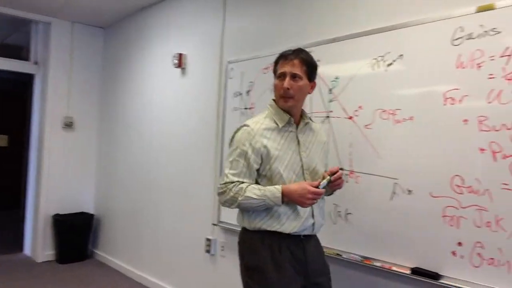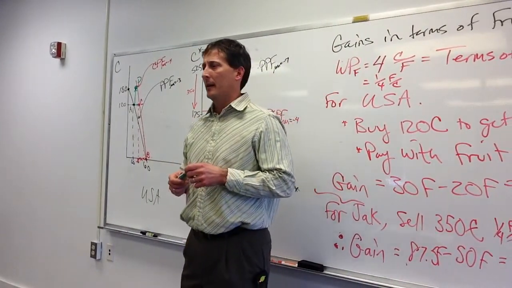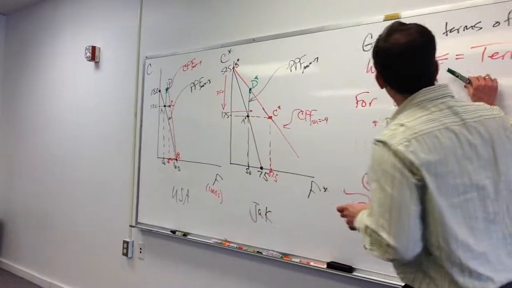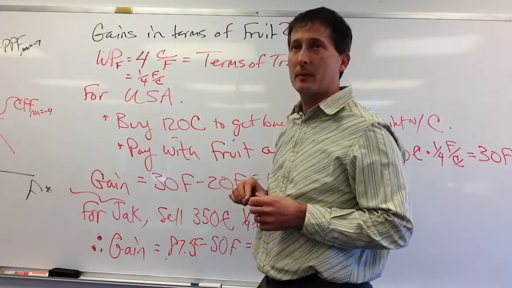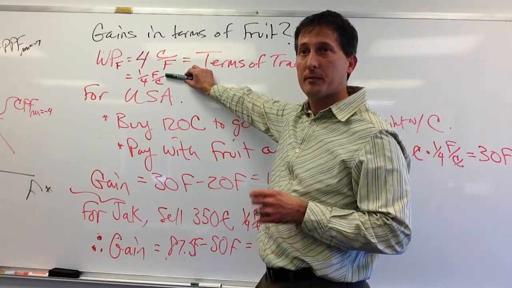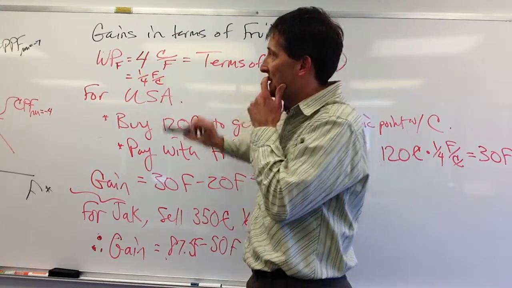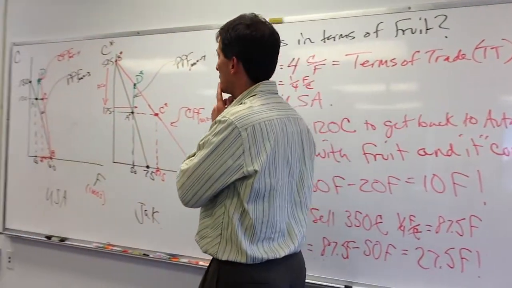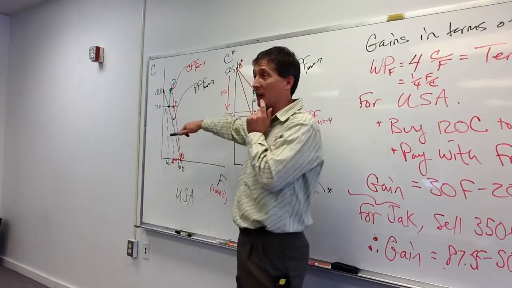We're assuming the price is staying the same? The world price stays at 4, yeah. So the price of a computer is 1/4, correct? 1/4 of a food, yep, for a computer. So the world price stays the same. All we're going to do is show the gains from trade in terms of the other good rather than food.